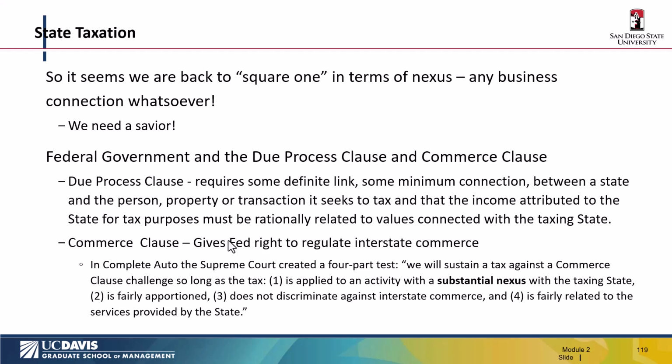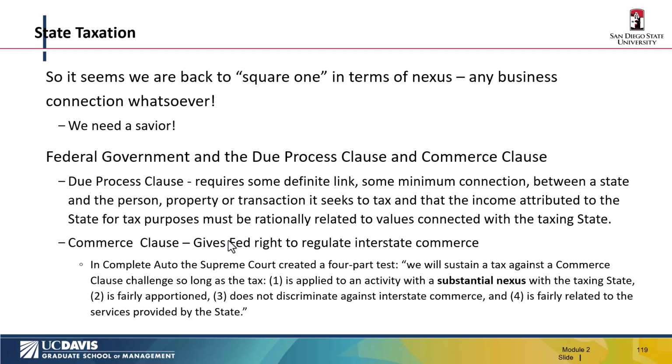Let's see what the Commerce Clause of the U.S. Constitution does for us. So the Commerce Clause gives the federal government the right to regulate interstate commerce. And in a famous court case called Complete Auto, the Supreme Court applied a 4-part test. It said, look, we're going to sustain a tax against the Commerce Clause so long as it meets the following 4 requirements. 1, it's applied to an activity with a substantial nexus with the taxing state. Okay, well, that should make us feel a little better because it's not just any nexus. It must be substantial nexus.